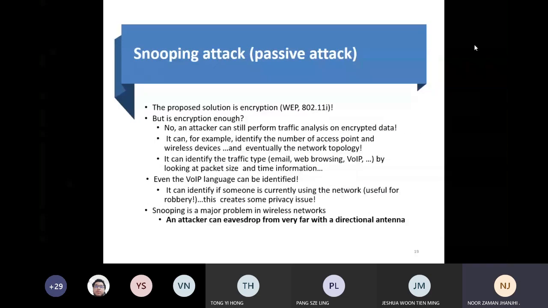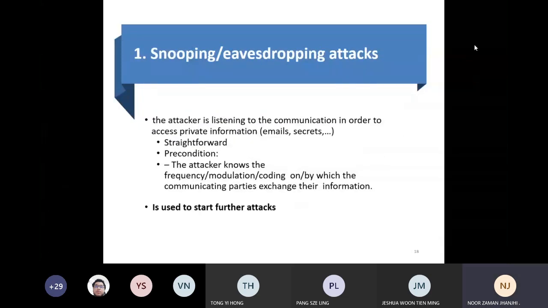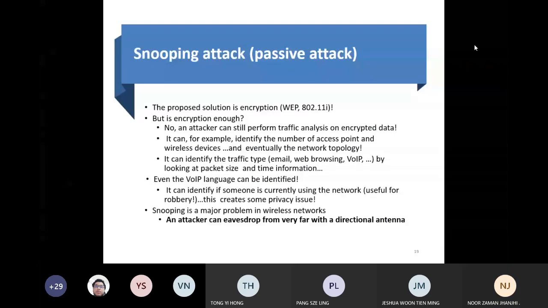Now, the snooping attack is a passive attack. We just put it in the bracket so you may not get confused. The snooping attack and the eavesdropping attack are the same name, so again, you may not be confused about this. So in this attack, what happened? The proposed solution for that is, in case this type of attack is there, then we have to use WEP 802.11i. This is an encryption.